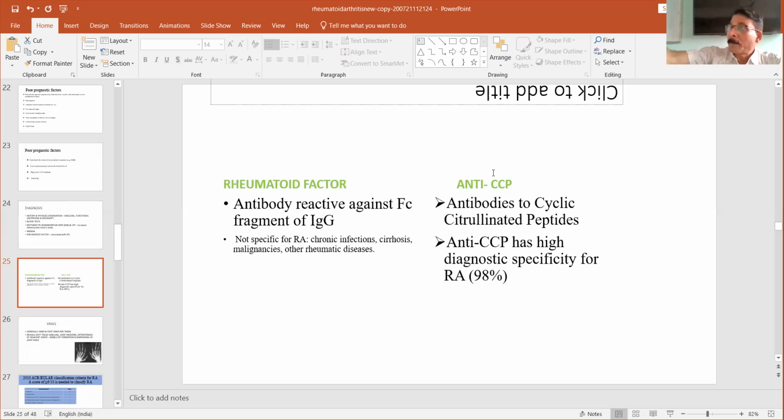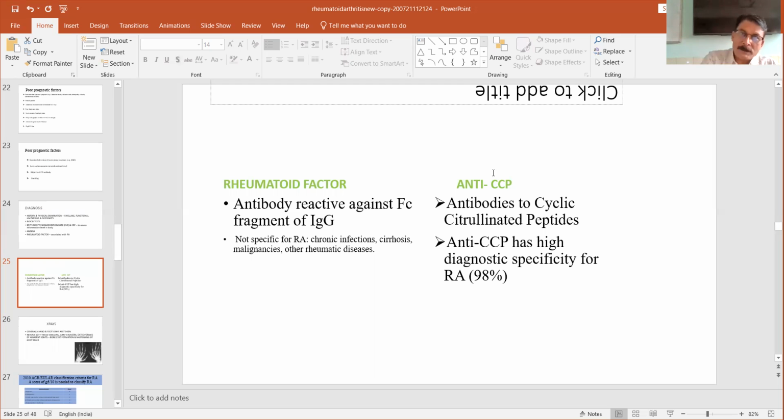The antibody to cyclic citrullinated peptide is anti-CCP. Anti-CCP has higher diagnostic specificity in rheumatoid arthritis. And one thing I would like to tell you, the RF is present in positive cases up to 75%. 25% do not show positivity. Two things I am talking about. All rheumatoid arthritis cases do not show positivity of the rheumatoid factor. Only 75% show it; 25% do not.